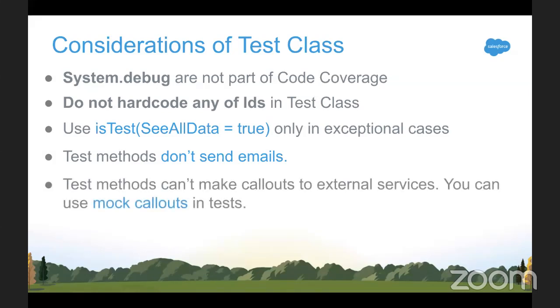And test methods can't make callouts. So far we didn't cover callouts, but I'm just giving a brief overview. Callouts is kind of invoking an external system from Salesforce. So you develop some REST service to invoke the external system and you're getting data. You want to develop a test class for that. Your test class will not make any callouts to the external service. You have to prepare your own mock callouts, so you have to prepare your request and response in mock callouts.